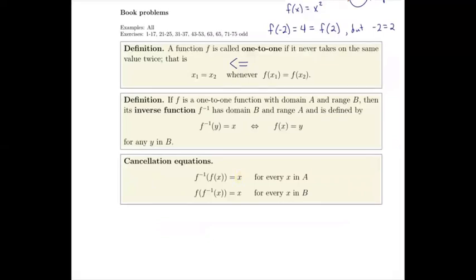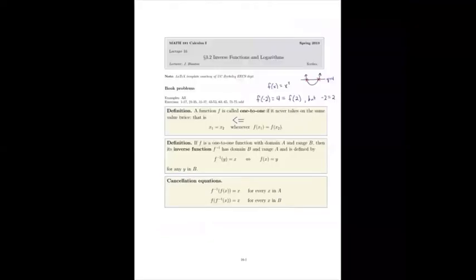And we have one going the other way as well. It's very similar. If we pick an x in B, and we do f of f inverse of x, notice how the roles have changed, the order of the composition has changed, then we get back the same value that we input. This is an identity or cancellation equation. Okay, and these are pretty useful to keep on hand as we work through problems involving inverse functions.